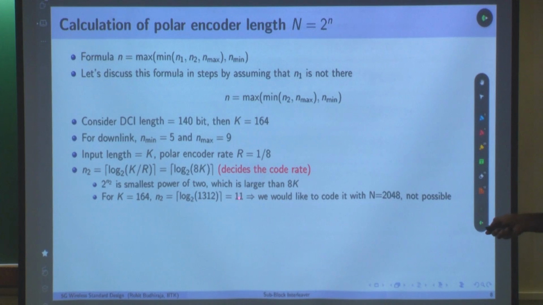And what is 2 power 11? 2 power 11 is 2048, right? What are we saying here? You see, this 2 power n2, with n2 you are getting as 11, is the smallest power of 2 which is larger than 8K. What is 8K? 1312. If it is 10, you will get 1024, which doesn't hold. That's why you are taking the ceiling. So 2 power n2 is the smallest power of 2 which is larger than 8K. That's what is happening over here.